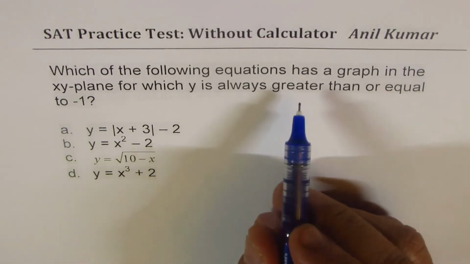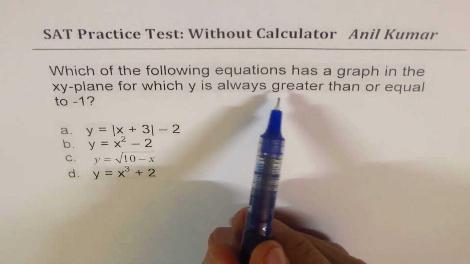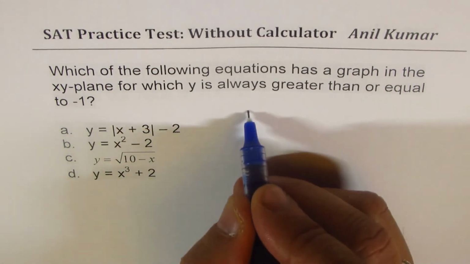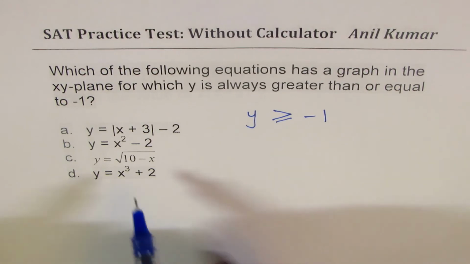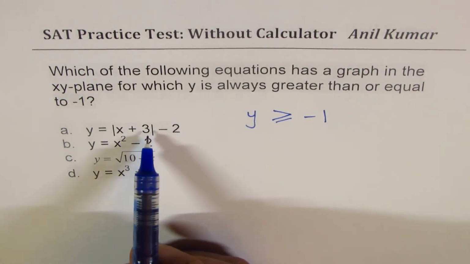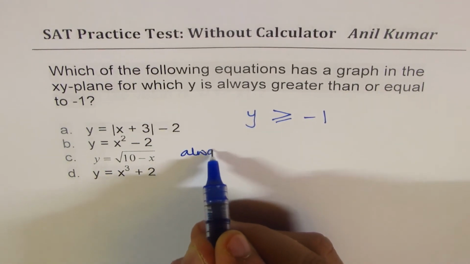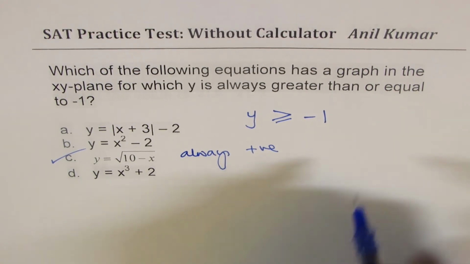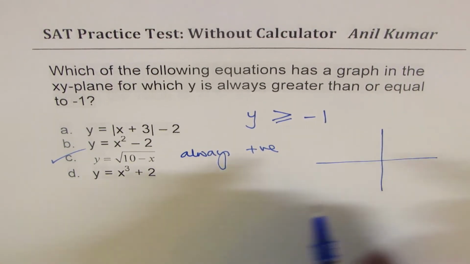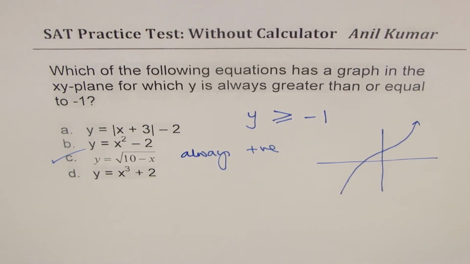Which of the following equations has a graph in the xy plane for which y is always greater than or equal to minus 1? So we want that to be greater than or equal to minus 1. Out of these, here we have minus 2 going up, minus 2 going up. This one is always positive. So that is the option. Cubic graph, I hope you remember, this one will be kind of like this, right? So it is negative and positive, minus infinity to plus infinity it goes. So that is simple.